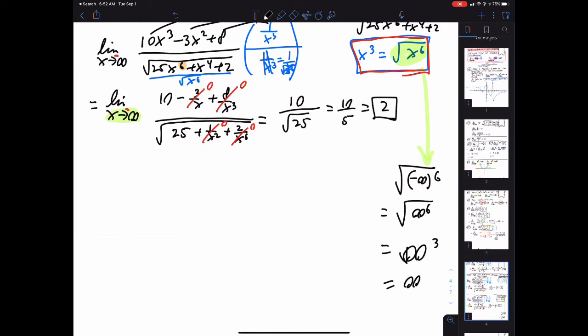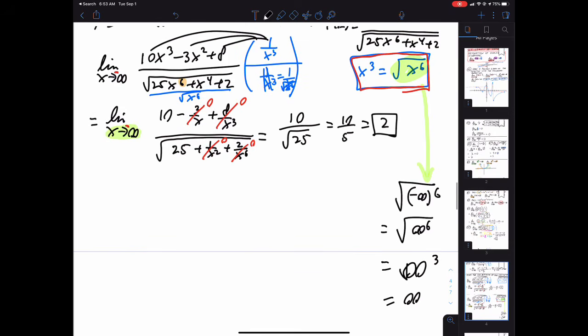We have a problem. We want to be going to negative infinity, not infinity. So here's the thing. If you put a negative infinity here, you will get positive infinity. But if you put a negative infinity here, you would get negative infinity. These two do not equal each other. They do not. We have an error.